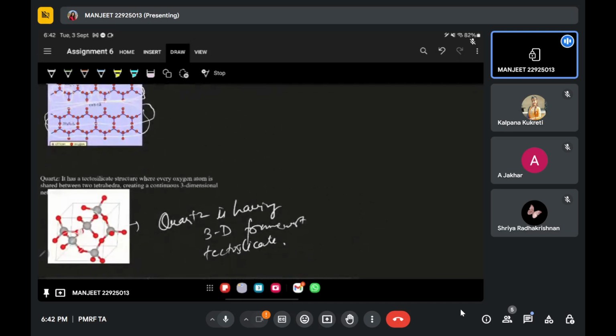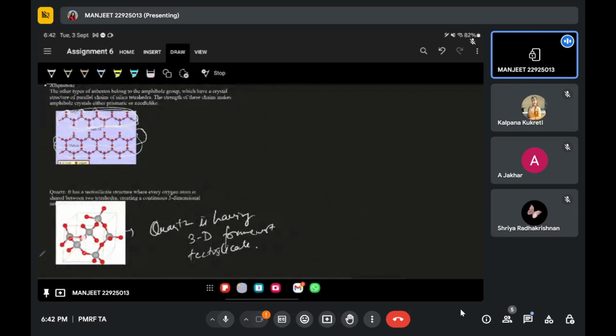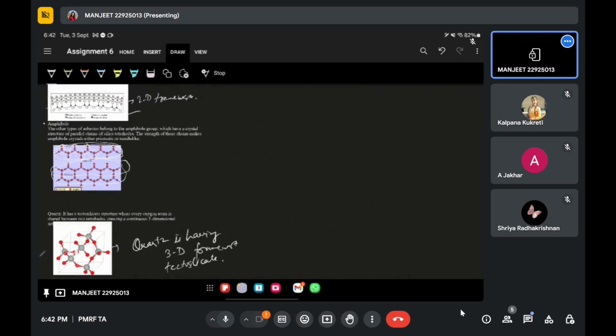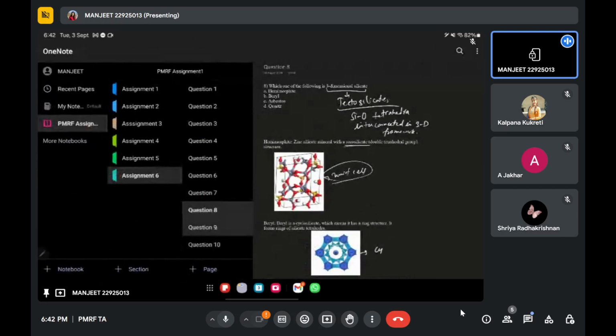Okay, quartz is having the 3D framework. So we call it the 3D framework, and we call this silicate a tectosilicate. Okay, so this is about question number 8.1. Now let's move to question number 9.